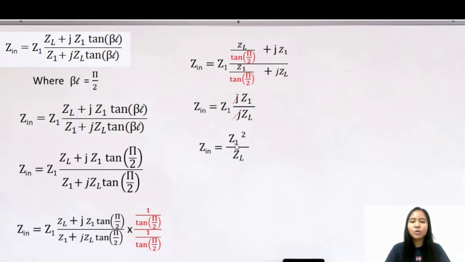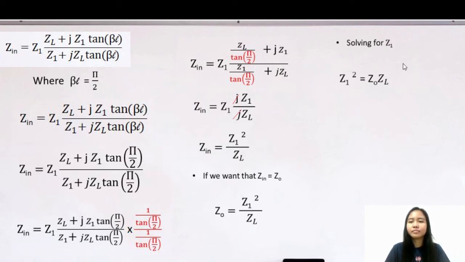Zin is equal to Z1 squared all over ZL. But our goal here is that we want Zin to be equal to our ZO, or our characteristic impedance. So I will just substitute ZO in here. So ZO will be equal to Z1 squared all over ZL. Solving for Z1, I just multiply ZO and ZL. So Z1 is equal to the square root of ZO multiplied by ZL. We will take note of this equation.